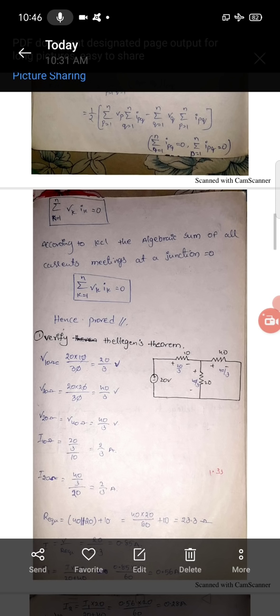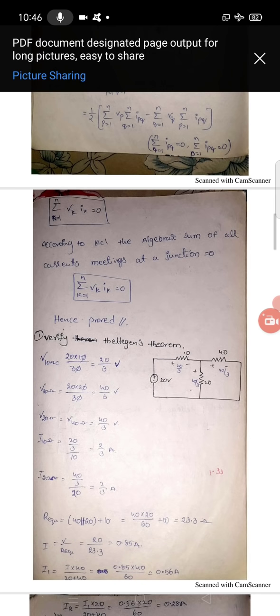Then R equivalent. First, I have to calculate the total current I, because I have to calculate the power developed by the source. R equivalent will be 40 in parallel with 20. The resultant value will be 40 into 20 by 40 plus 20, which is 13.3, in series with the 10 ohm resistance. R equivalent will be 23.3 ohms. And current I is equal to 20 by 23.3. The current I value will be 0.85 amperes.